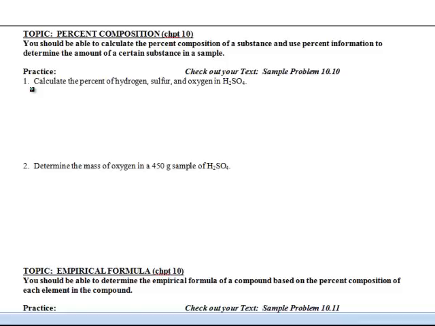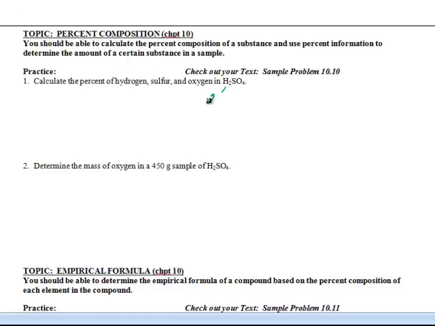All right, so let's do the next topic, which is percent composition. This is in chapter 10, after the mole. The first practice problem says determine the percent of hydrogen, sulfur, and oxygen in H2SO4. Now you have the full formula, so you know that the whole thing is H2SO4. You just have to figure out what the whole thing weighs.